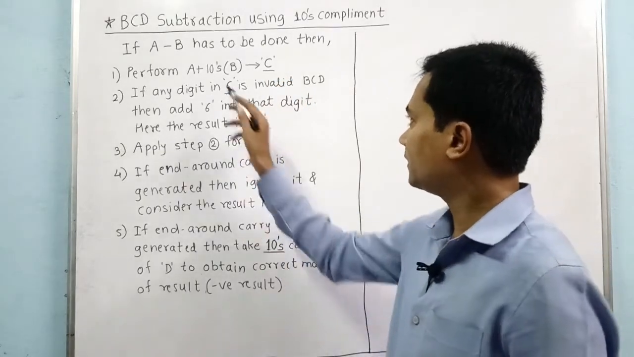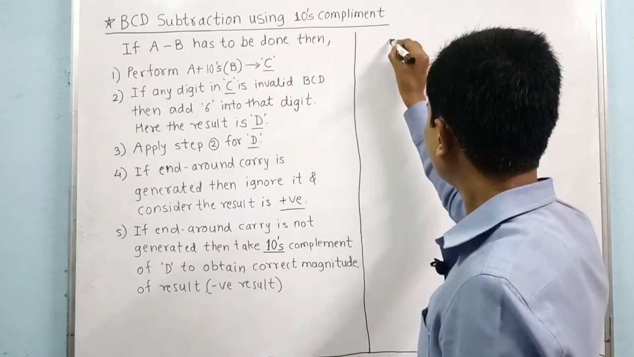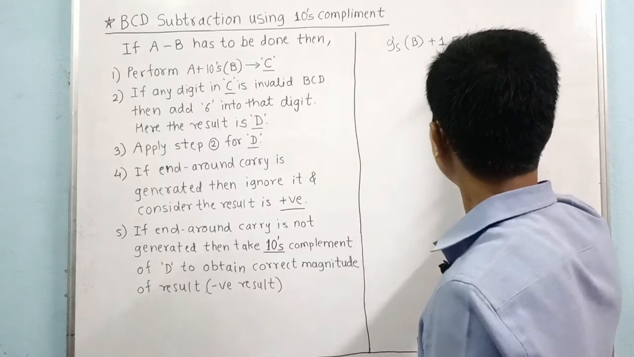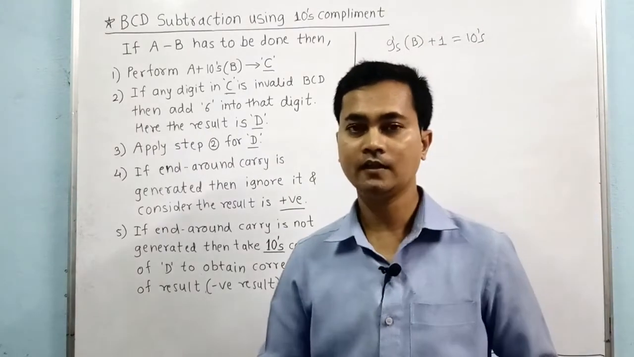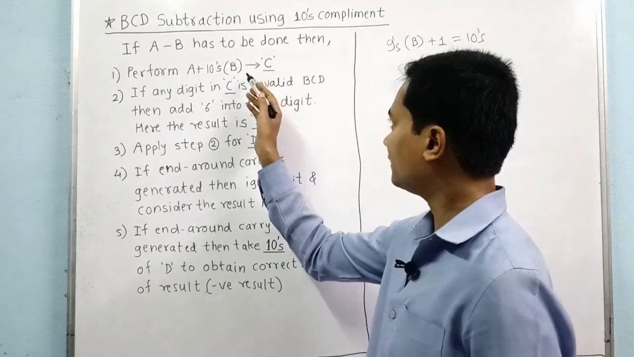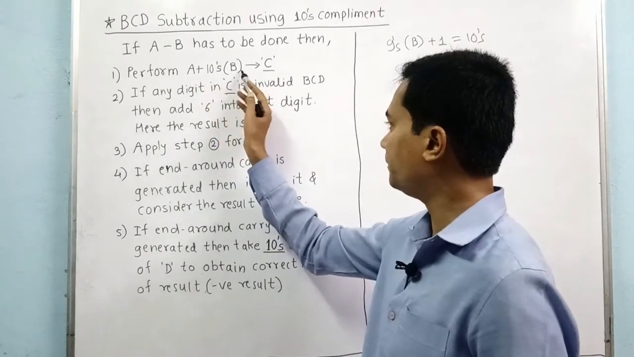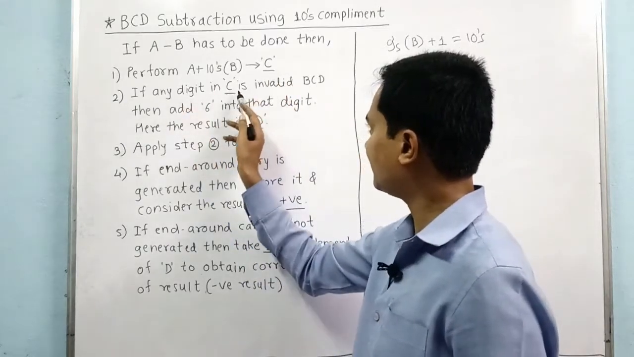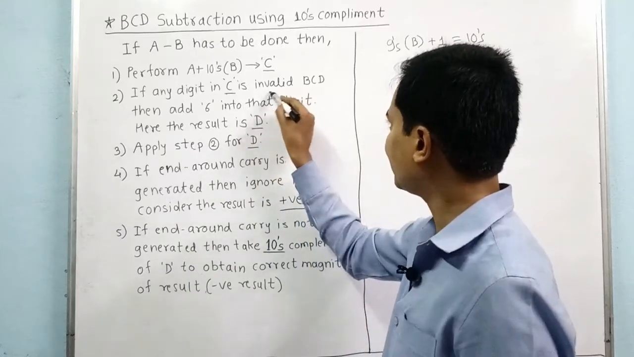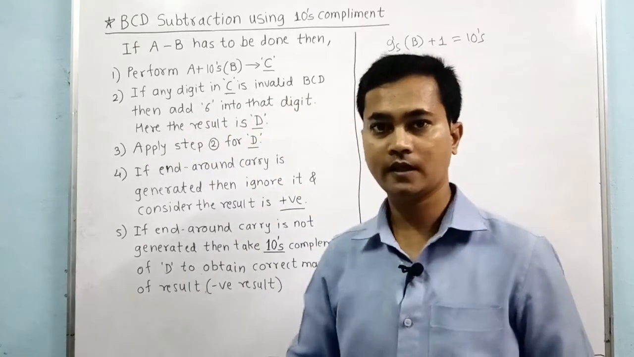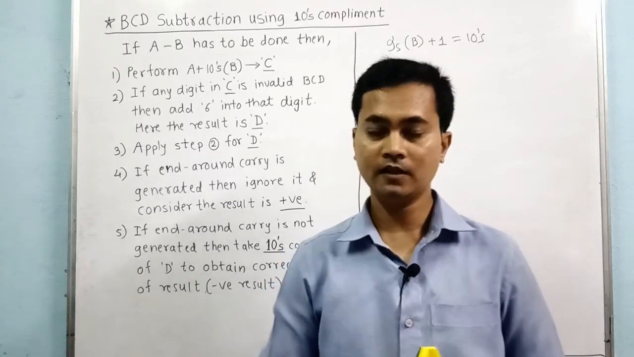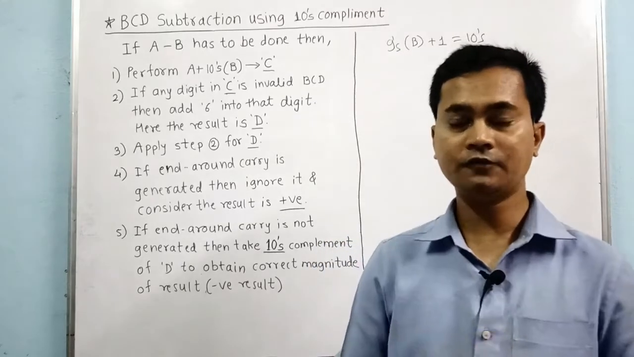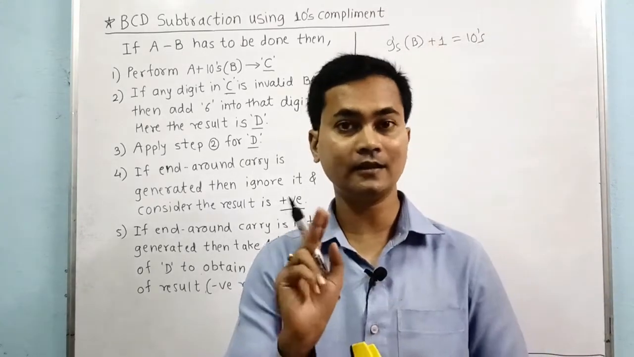Actually, the tens complement means nines complement of B plus 1. So this is our tens complement. Once we obtain the summation of A plus tens complement of B, we will get C. Now in this result C we have to check whether any digit is an invalid BCD digit. If an invalid BCD digit is found, then we add 6 into that digit only. If the particular digit is valid BCD, then do not add 6 into that digit.